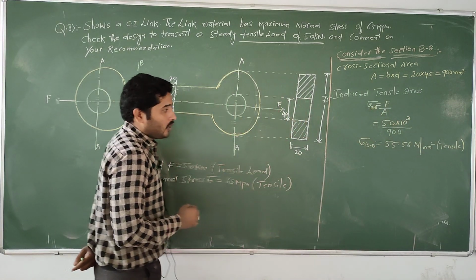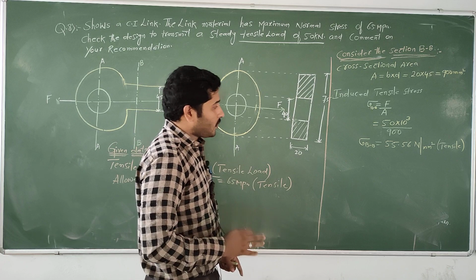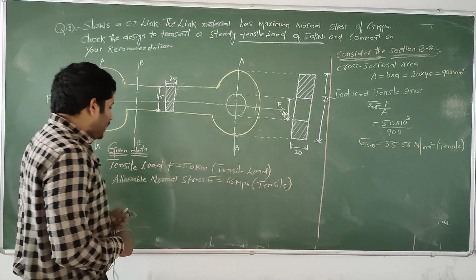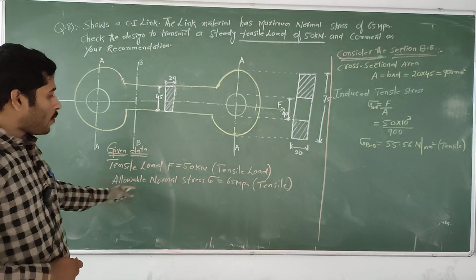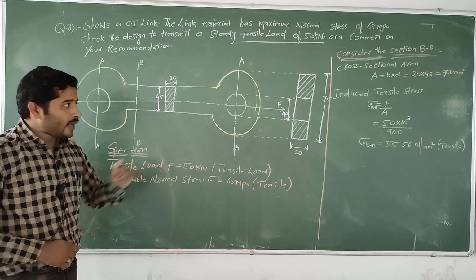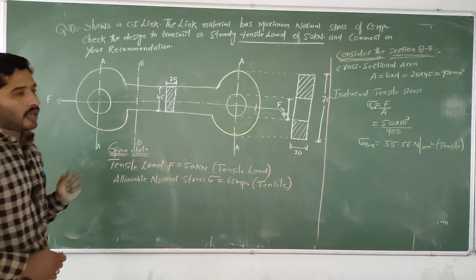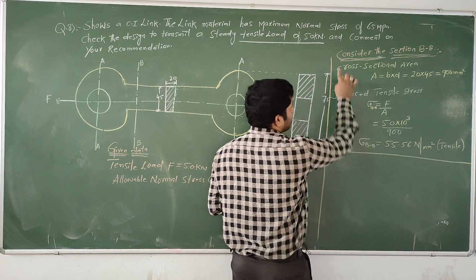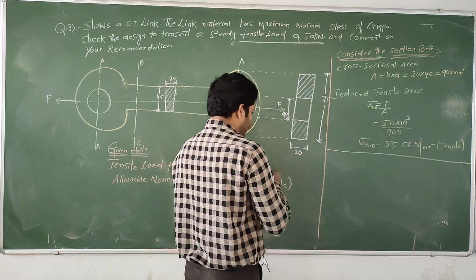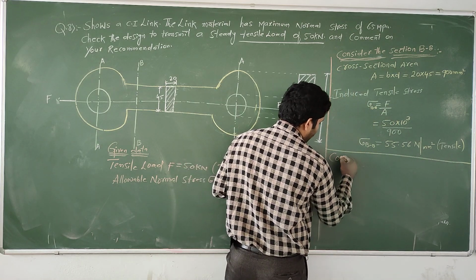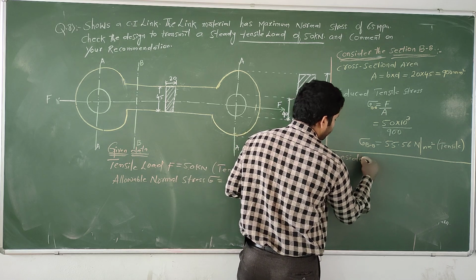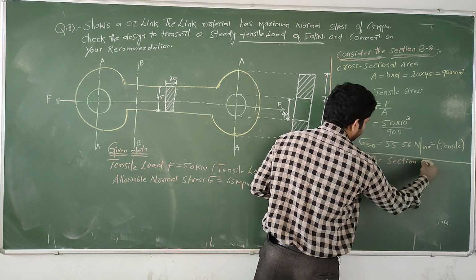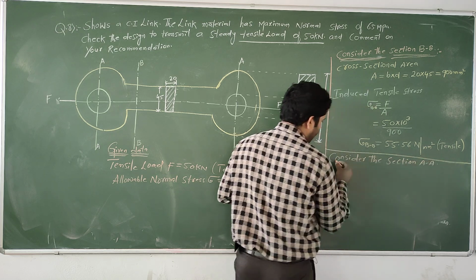Any confusion up to here? No confusion. The 55.56 tensile stress should be lesser than the allowable normal stress. Again, we have to go for section A. Consider the next one, the section A minus A.